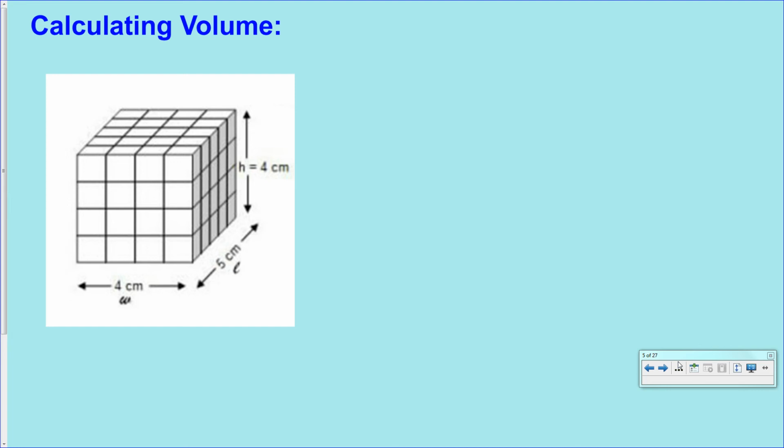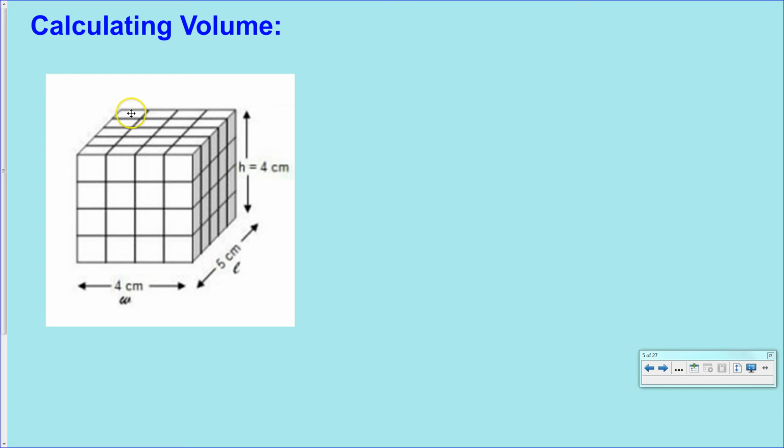What we're trying to do here is count the number of cubes. And like I said before, if you were to count the number of squares up on the top layer, you wouldn't count each one up to 20. You would say, hey, this is a 5 by 4 grid. 5 times 4 is 20. Therefore, there are 20 square units up on the top of this face.